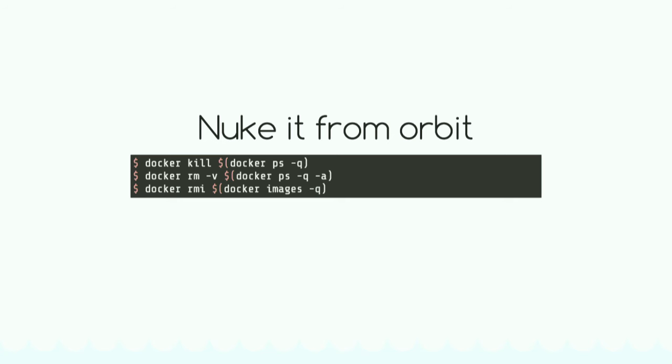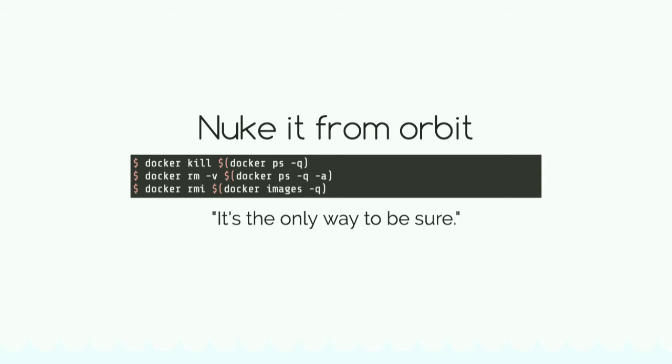Let's say we need to just clean everything out of our system. We want to delete all of the containers, all of the images, all of the volumes, everything. How do we nuke it from orbit? Well, we use these three lines. We kill all the containers, passing it a subcommand which will list all the containers for us. We remove all the containers and their volumes, listing all of the containers, running or not, that's what -a means. And then we remove all their images.